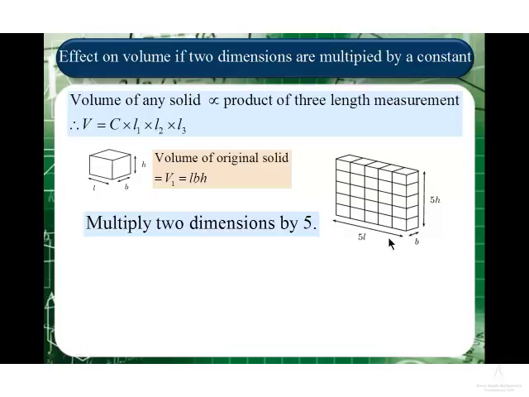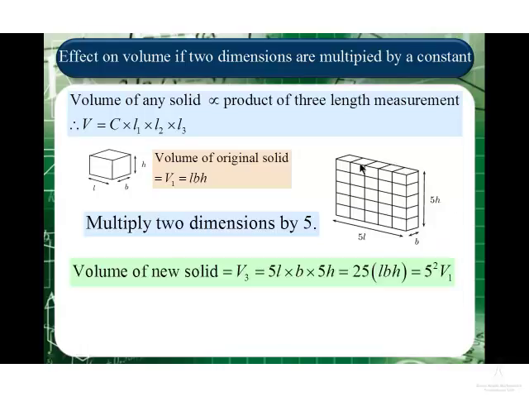So in this case, let's change the length to 5 times what it was, to 5L, and let's change the height H to 5H, 5 times what it was. So if we consider the volume of the new solid, then the volume in such a case will be 5 times the original length times the breadth, which stays the same, times 5 times the height. In this case then we have 25 times the volume that we started out with, or 5 squared times the original volume.